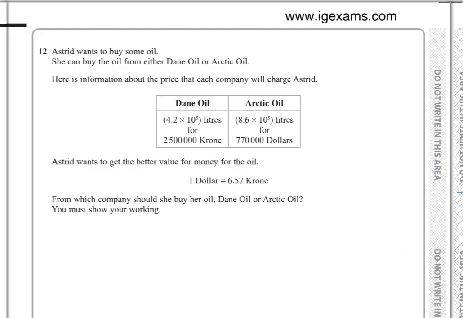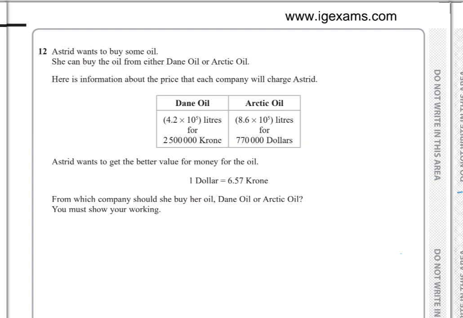Number 12. Astrid wants to buy some oil. She can buy the oil from either Dane Oil or Arctic Oil. Here is the information about the price each company will charge Astrid. Astrid wants to get better value for money for the oil. $1 equals 6.57 kron. From which company should she buy her oil? Dane Oil or Arctic Oil? You must show your working.